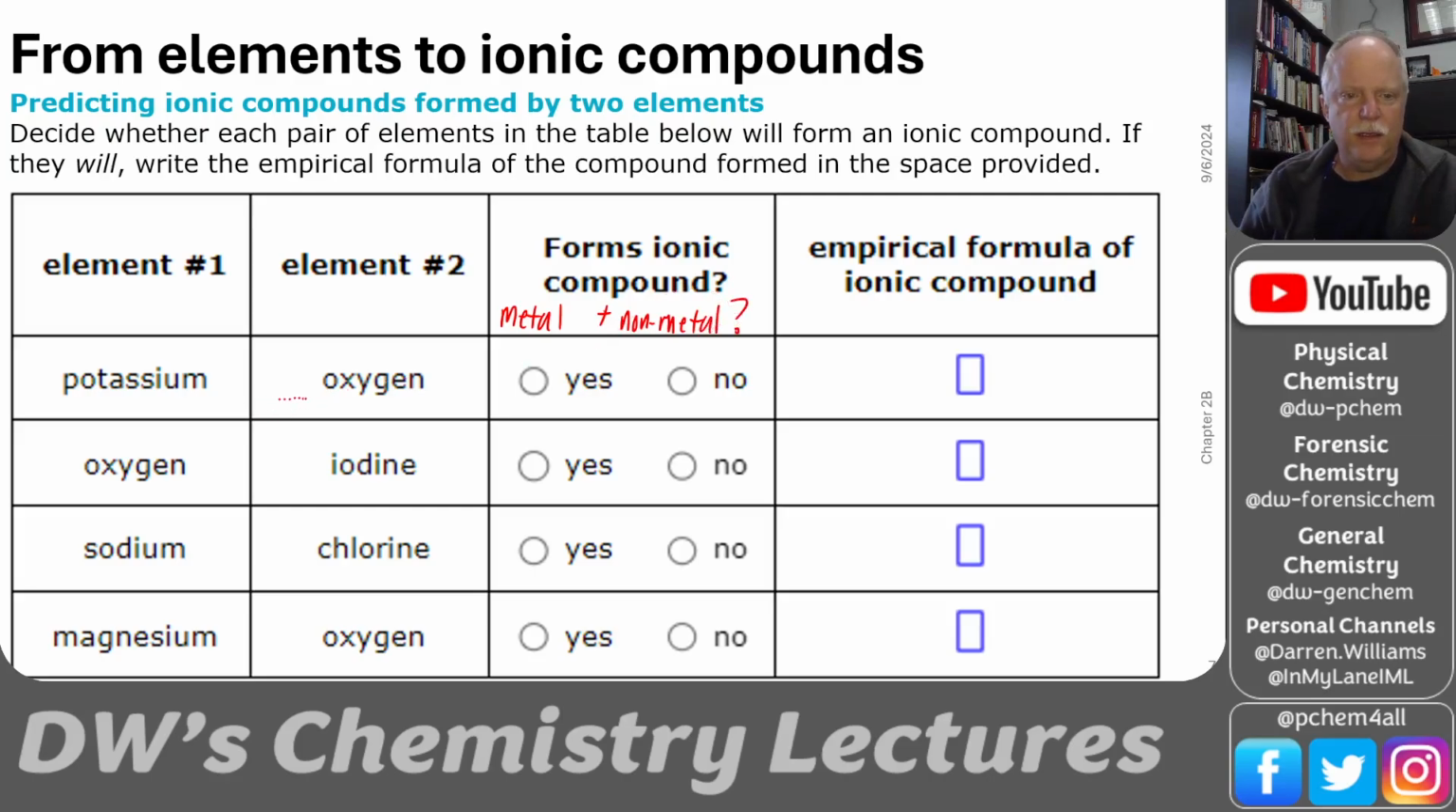So potassium's a metal, oxygen's a non-metal. So sure enough, the first one is yes. Oxygen's a non-metal, iodine's a non-metal. So the answer is no. Oh, and here's the formula for that one. So the oxygen is going to form an oxide. So 6A, so it's going to form a 2-. Potassium is in group 1A, so that's going to form a 1+. So I'm going to need 2 of these. So potassium, K2O, so potassium oxide.